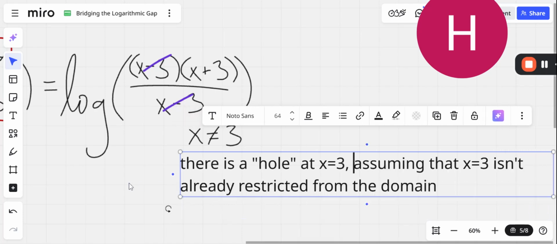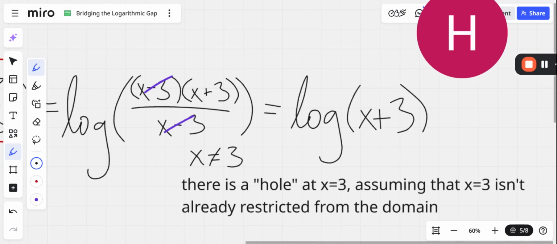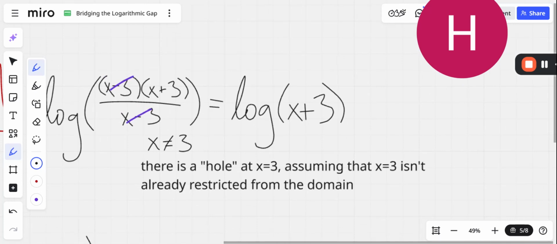Let's move that back. There we go. Well, all that to say that this logarithmic expression, or this logarithmic piece of the piecewise function, really is just the same thing as log of x plus 3. However, we know that x cannot equal 3.